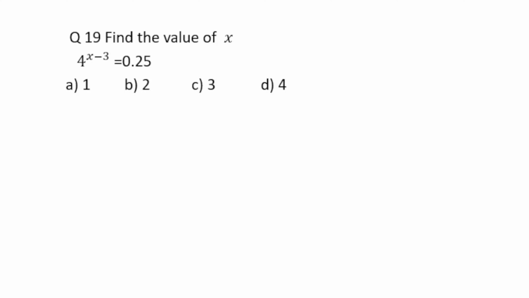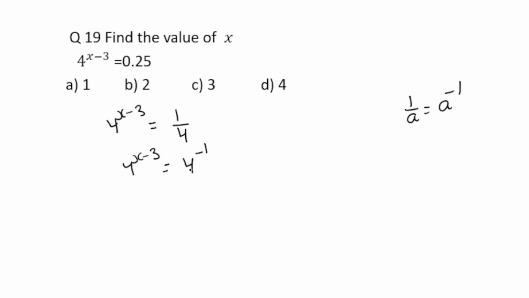Now move to the question number 19. 4 to the power x minus 3 equals 0.25. We can write 0.25 as 1 over 4. And we also know that 1 by a can be written as a to the power minus 1. That means we can write 1 over 4 as 4 to the power minus 1.